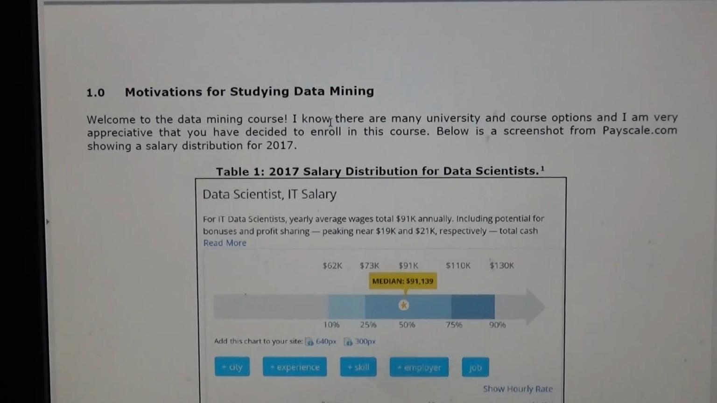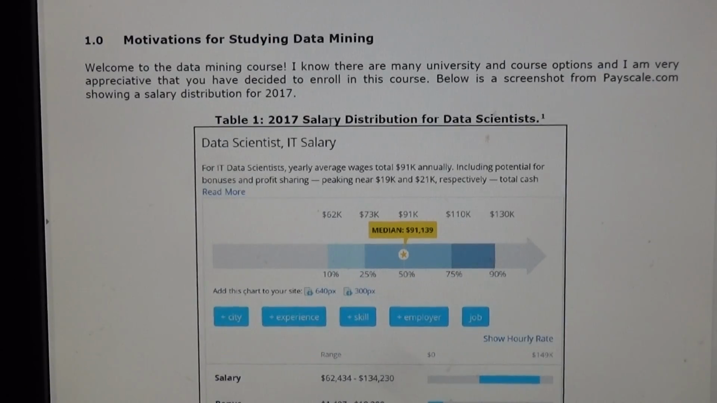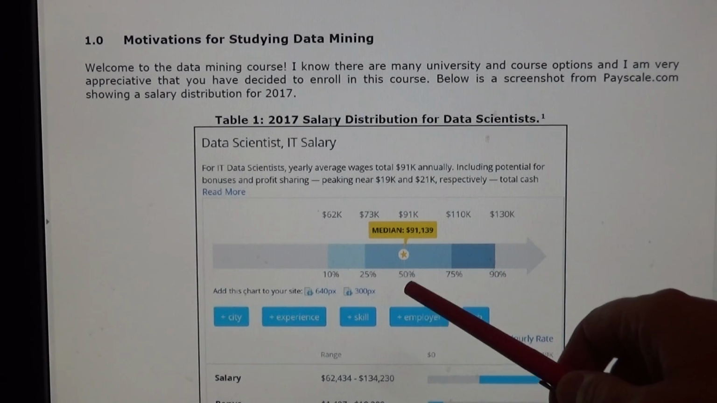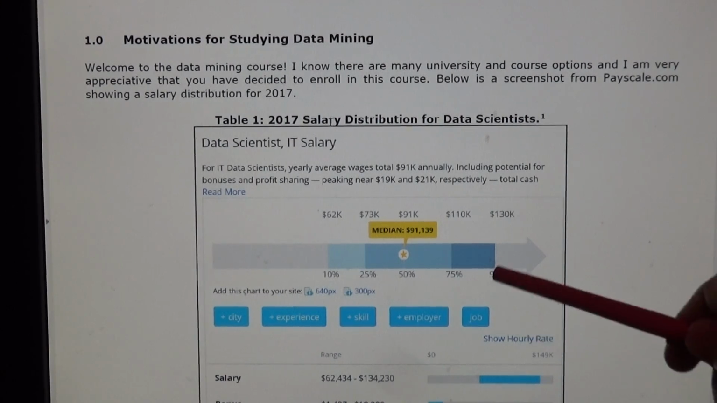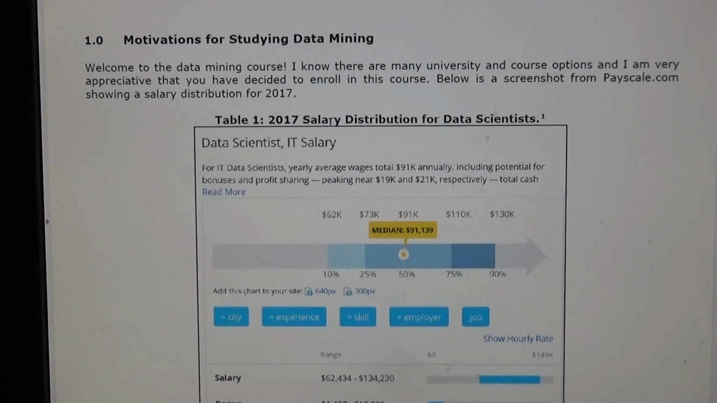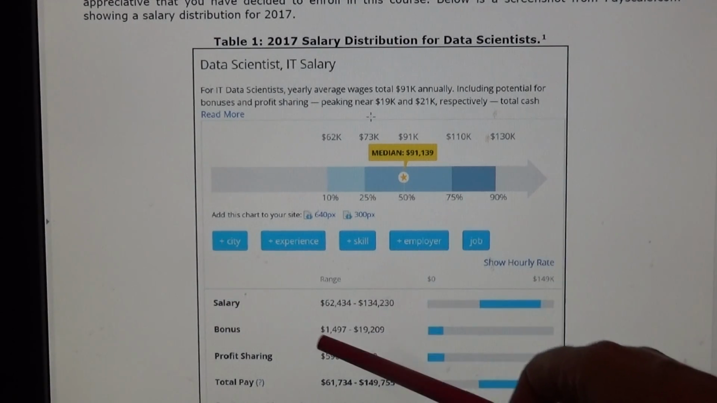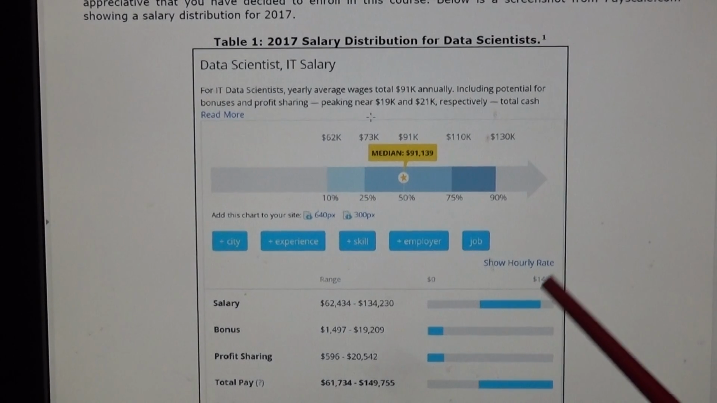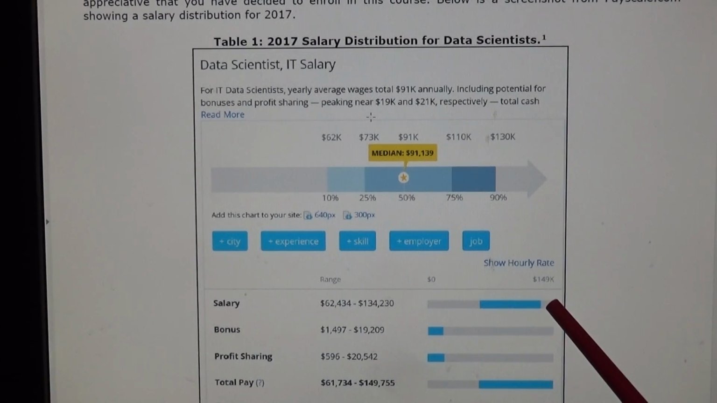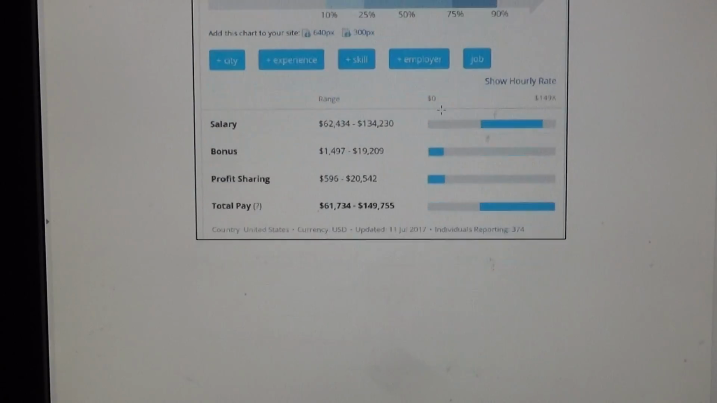First of all, here's a 2017 salary distribution for data scientists. And so we see the average salary is $91,000. High end's about $130,000, low end $62,000. And of course, it depends where you are city-wise, how much experience, the company and job. But then we see the salary, 60 to 134, any bonus, profit sharing if exists, total pay, so it's 61 to 149. And I think that's quite an attractive salary.